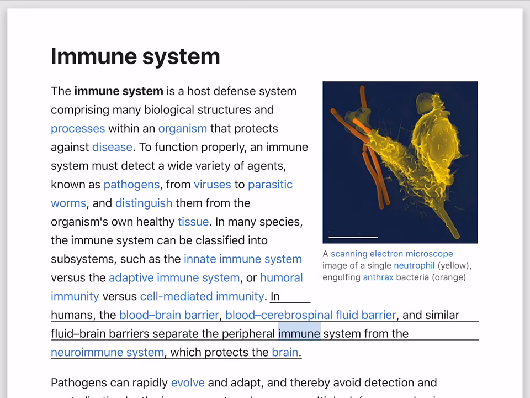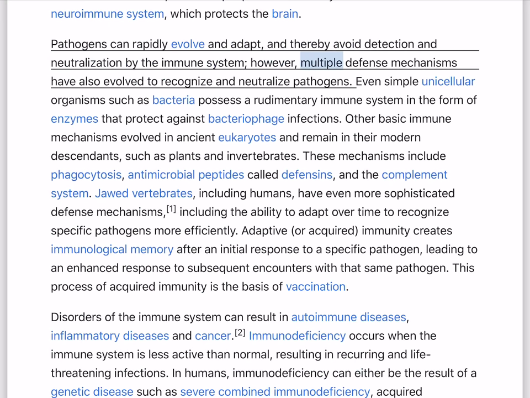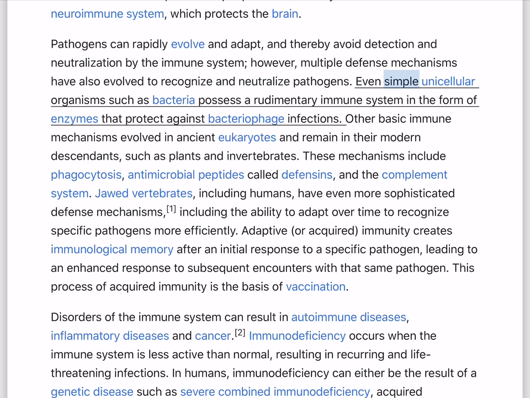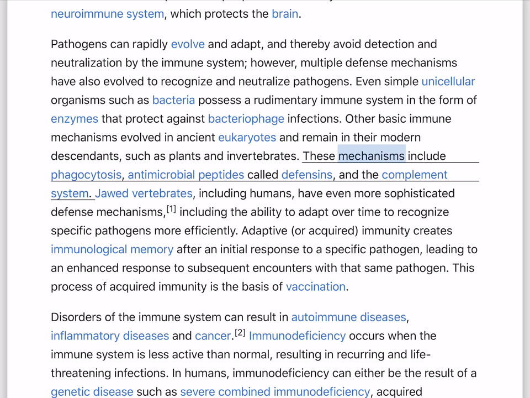Pathogens can rapidly evolve and adapt, and thereby avoid detection and neutralization by the immune system. However, multiple defense mechanisms have also evolved to recognize and neutralize pathogens. Even simple unicellular organisms such as bacteria possess a rudimentary immune system in the form of enzymes that protect against bacteriophage infections. Other basic immune mechanisms evolved in ancient eukaryotes and remain in their modern descendants, such as plants and invertebrates. These mechanisms include phagocytosis, antimicrobial peptides called defensins, and the complement system.